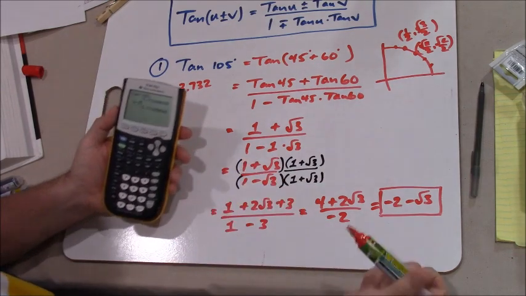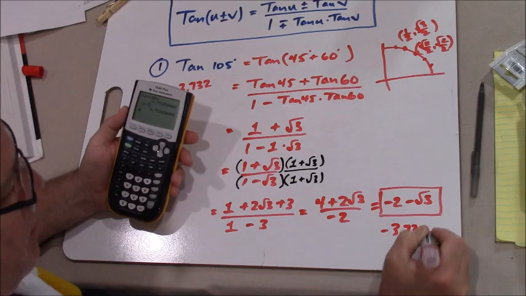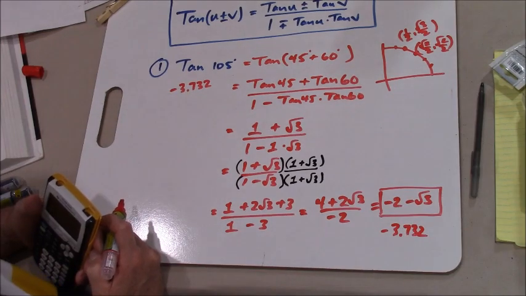And I got that same decimal number, negative 3.732. So it checks out.